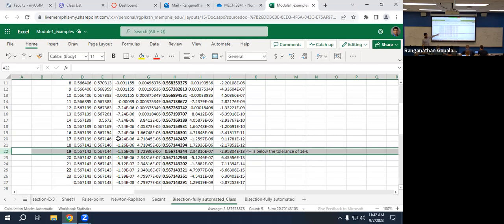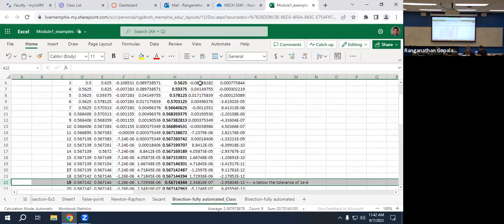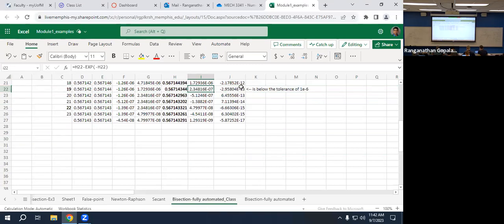Do you see this? Or are you not sure why we are stopping at 19 iterations? I'm not sure why you stopped. I'm stopping because if I look at the value of the function, column I, that is the value of the function evaluated at the midpoint, at my root. And that value has now come to 2e minus 7, which is smaller than my chosen tolerance of 1e minus 6. I want the absolute value to drop below 1e minus 6. That's why I'm stopping at 19 iterations.